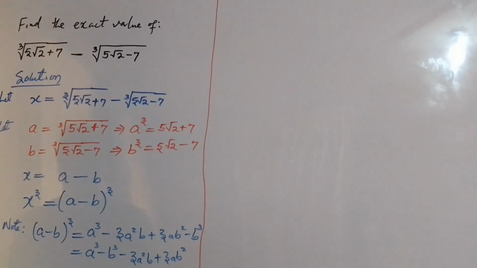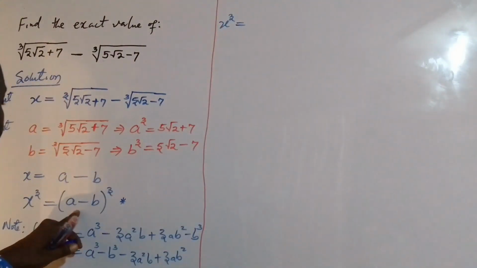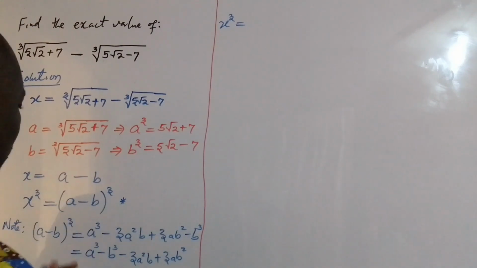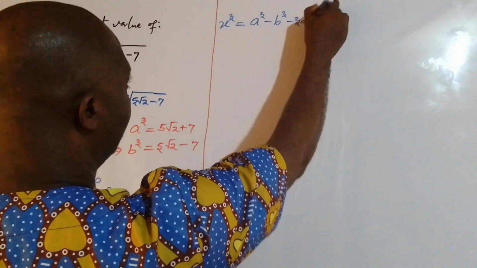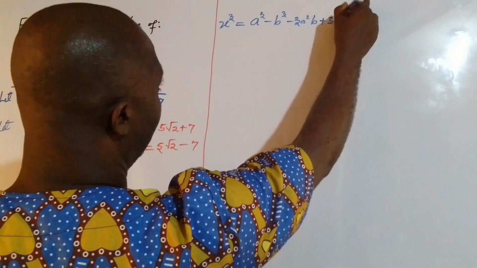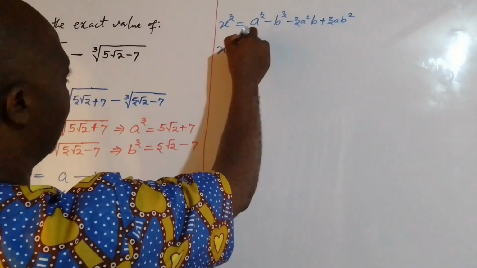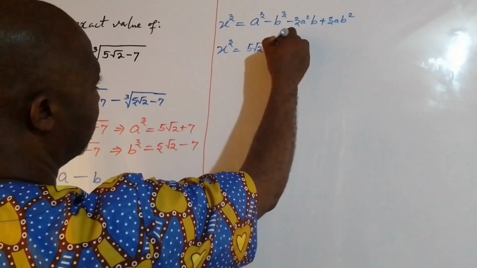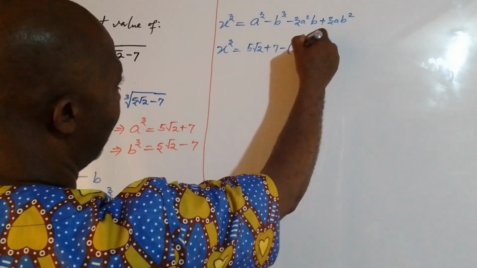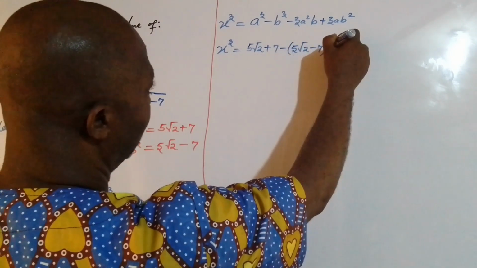This particular equation, I'm going to rewrite it as x cubed will be equal to, so we replace the identity for a minus b cubed, which is now a cubed minus b cubed minus 3a squared b plus 3ab squared. Of course, we know the value of a cubed. A cubed is 5 root 2 plus 7, and b cubed is 5 root 2 minus 7.